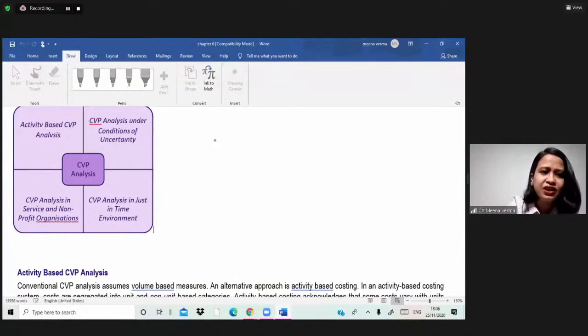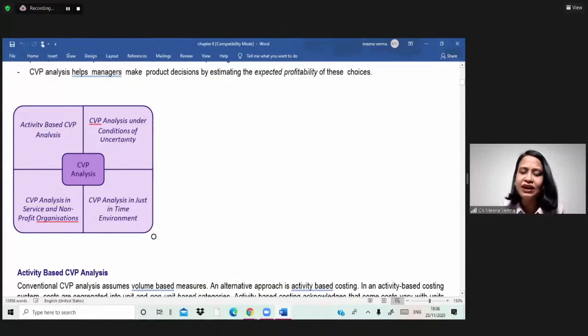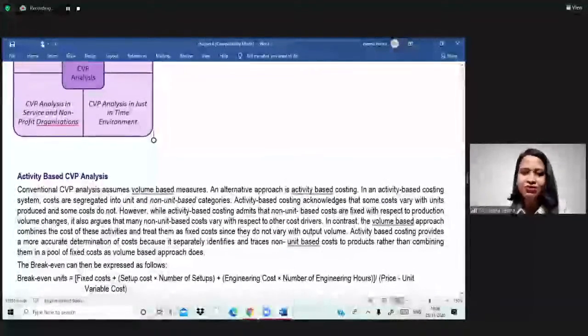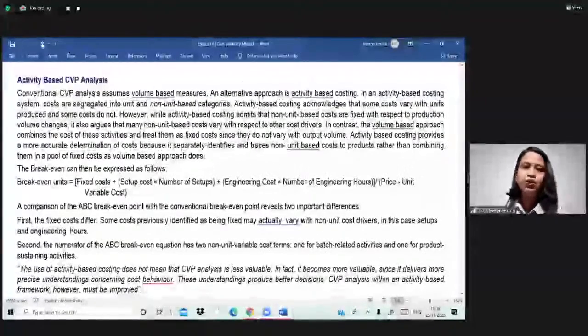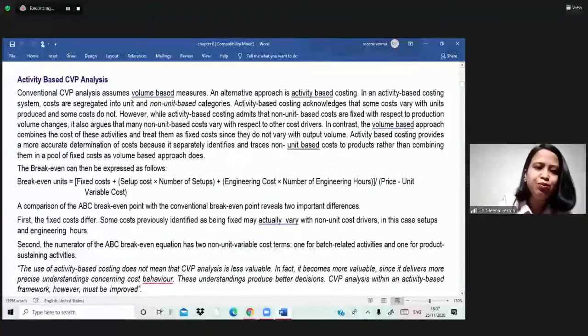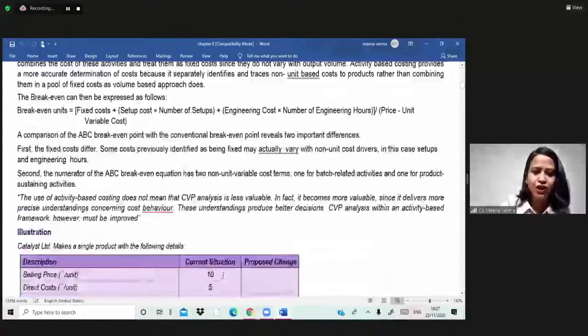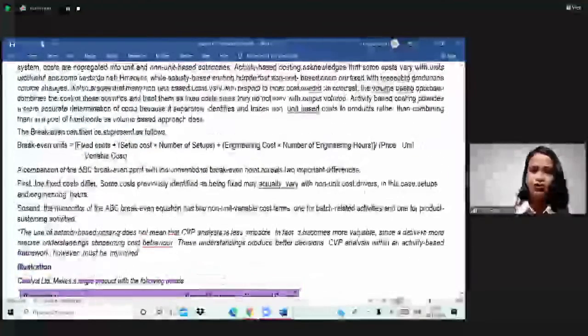Then we will study CVP analysis under conditions of uncertainty, then CVP analysis under service and non-profit organizations, and CVP analysis in a just-in-time environment. So now let us first consider the activity-based CVP analysis. Let us first consider this topic.